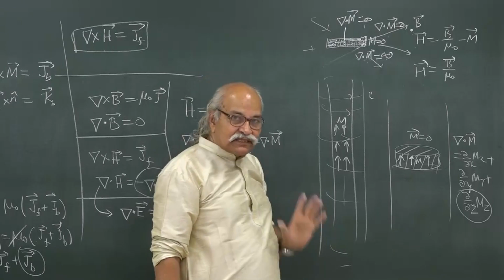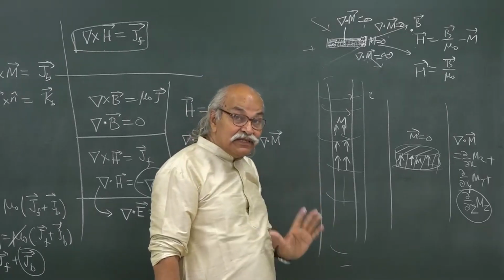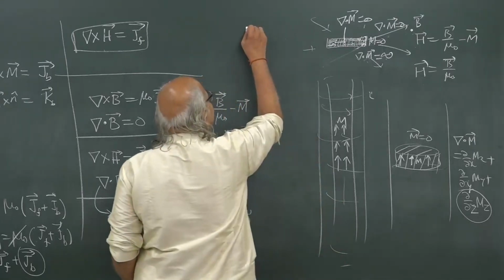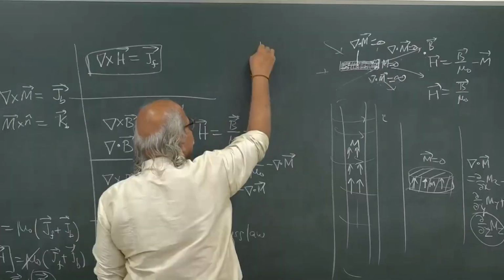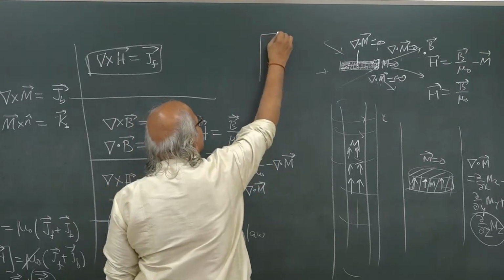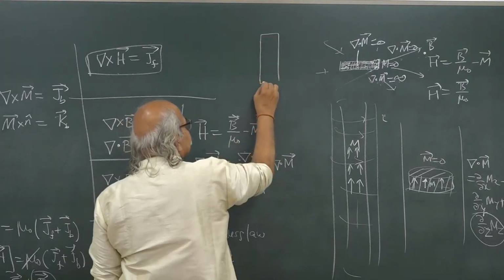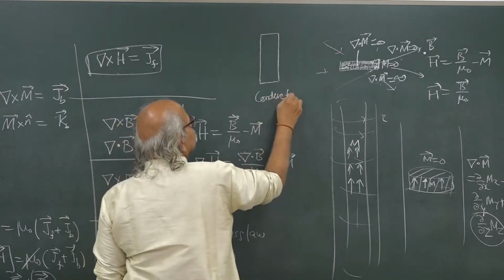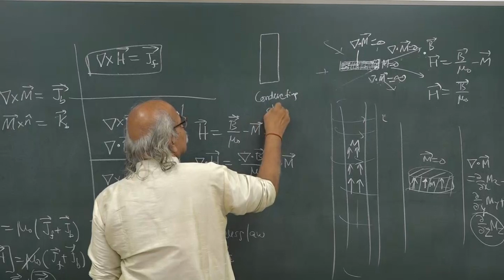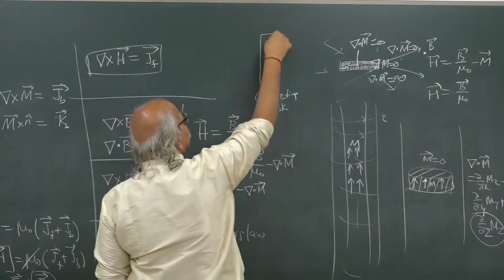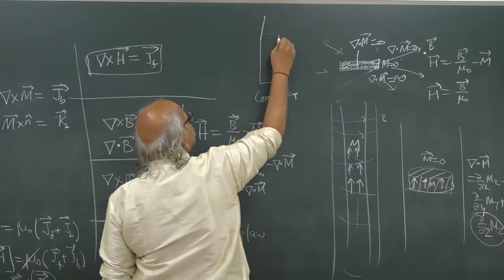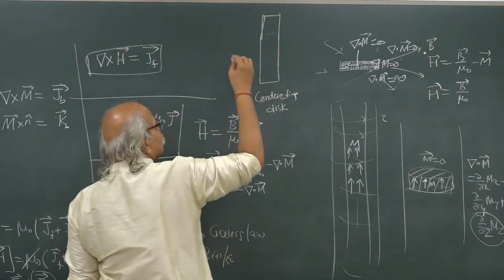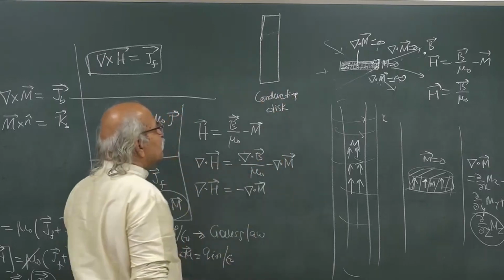Now, this situation is similar to, in electrostatics, suppose you have a disk, a metallic disk, suppose this is a conducting disk, and then you have given a charge. Okay, say this side is long and this side may be short. So this is a conducting disk and you have given a charge.